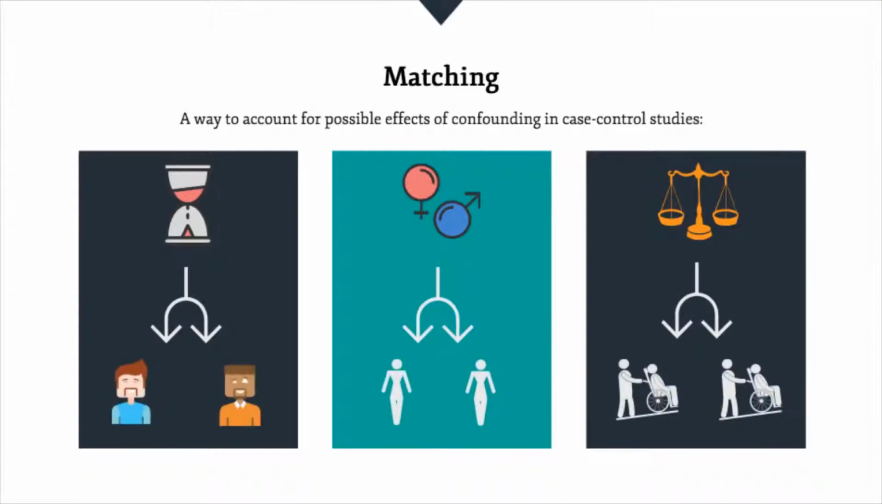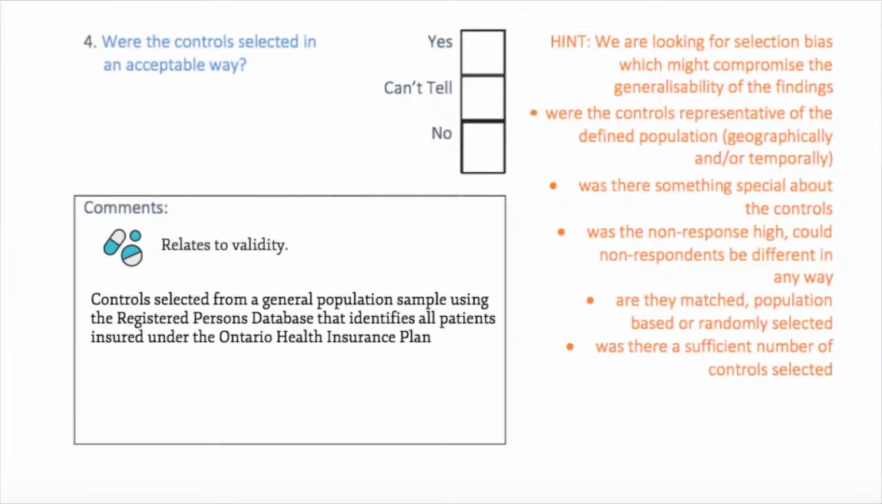So, if we have a case age 35, we can match them with a control of the same or a similar age. In this study, cases were matched with controls on age, sex, and socioeconomic status, which strengthens the robustness of this study's design.